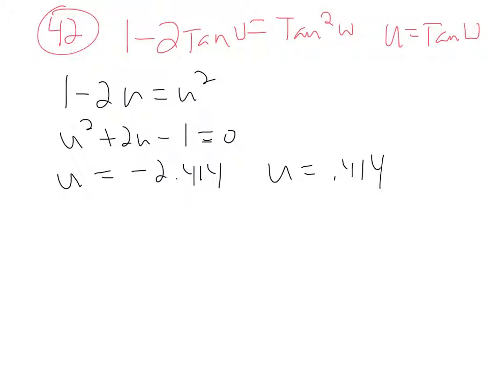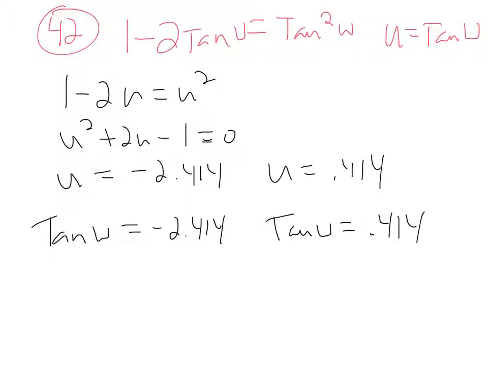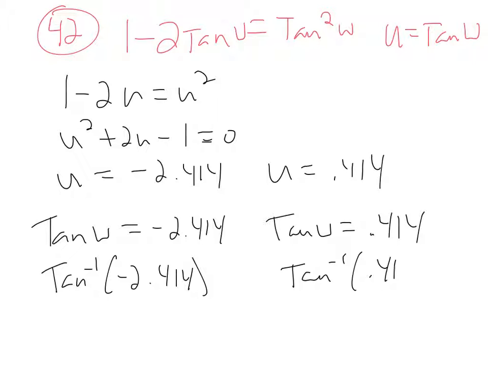So we've got to go back and do this back substitution, and I know the tangent of some angle has to equal -2.414, and the tangent of this angle also has to equal 0.414. I have no idea what those angles are in actuality, so I'm going to use a calculator and do the arctan of that answer. I'm also going to do the arctan of this answer. So that's what my calculator told me those two angles are.